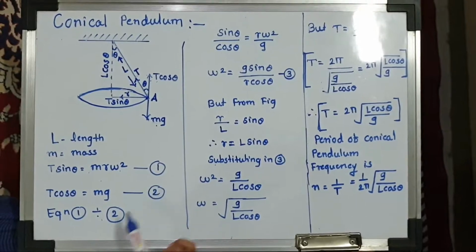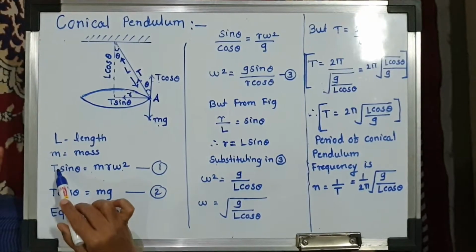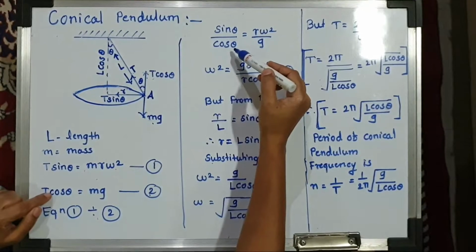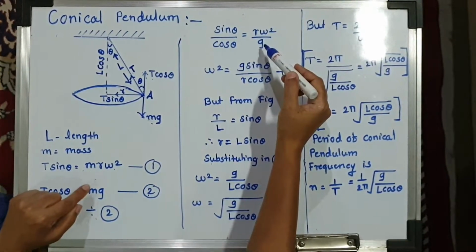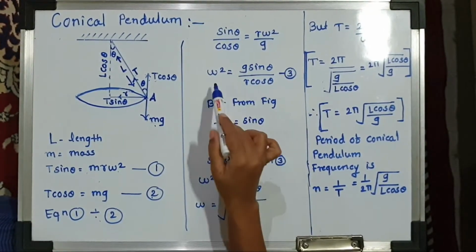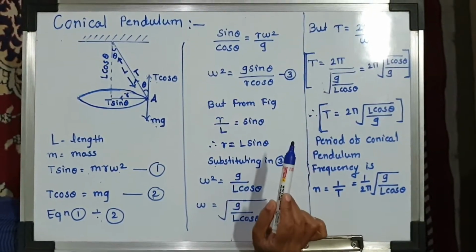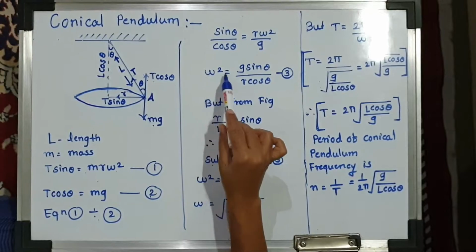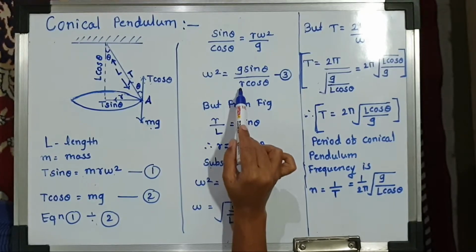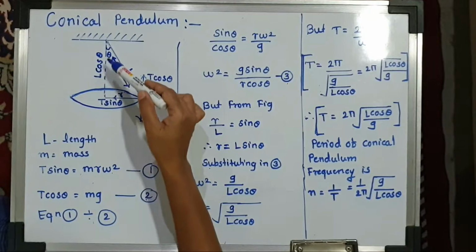This is equation 2. Dividing equation 1 by 2, T gets cancelled. So the left side is sin theta upon cos theta. On the right side, m gets cancelled: r omega square divided by g. Now shifting g and r to the opposite side, omega square equals g sin theta divided by r cos theta. This is equation 3.